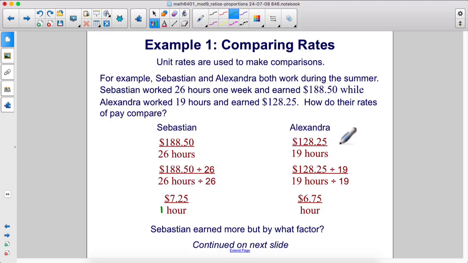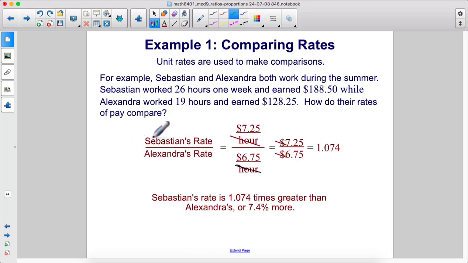We're going to do the same thing over here. Since her rate was given per 19 hours, we're going to divide top and bottom by 19 so that the denominator is also 1 hour. Therefore, the numerator becomes $6.75 per hour. Sebastian clearly earned more, but by what factor?